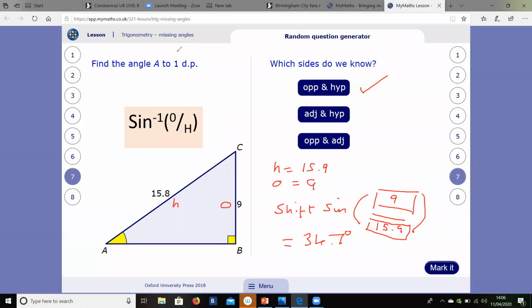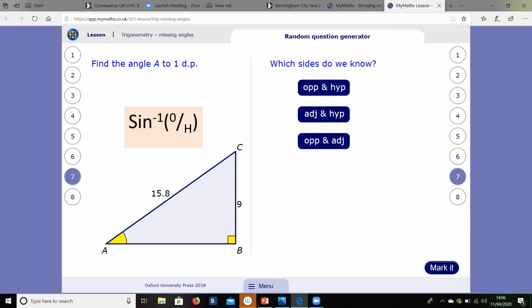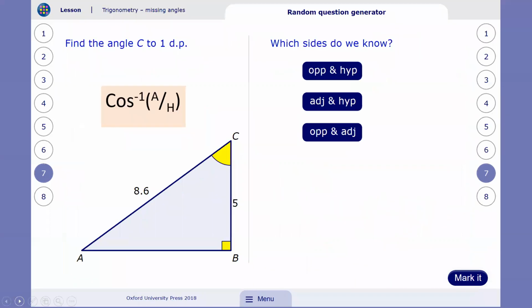And now we'll go and look at one involving cos. So in this case, the sides we know are O, H, and A, because you'll notice, even though it looked similar to the last one, the angle we want is this one. So this is now the A side, that's H, and that will be O.